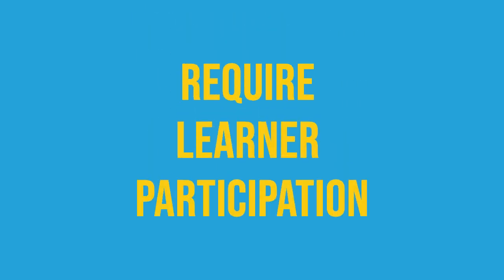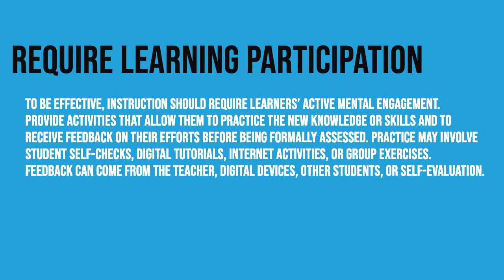Next we have require learner participation. For teachers to be effective, instruction should require learners' active mental engagement. Provide activities that allow them to practice the new knowledge or skills and to receive feedback on their efforts before being formally assessed. Practice may involve student self-checks, digital tutorials, internet activities, or group exercises. Feedback can come from the teacher, digital devices, other students, or self-evaluation.